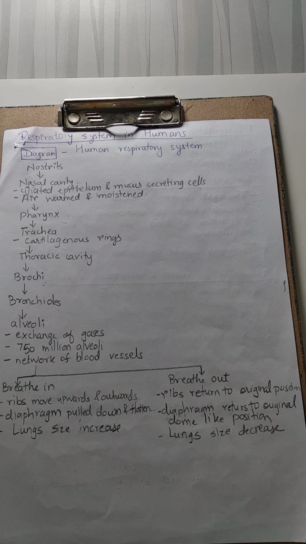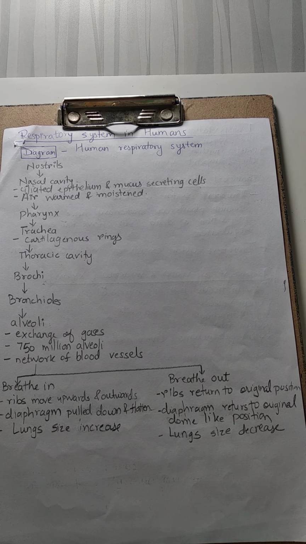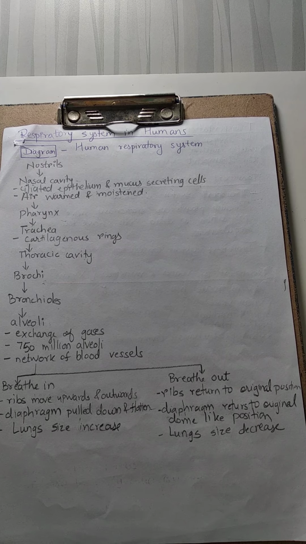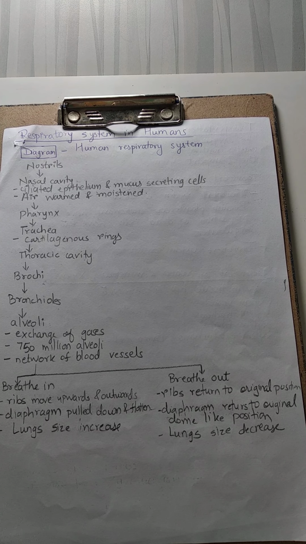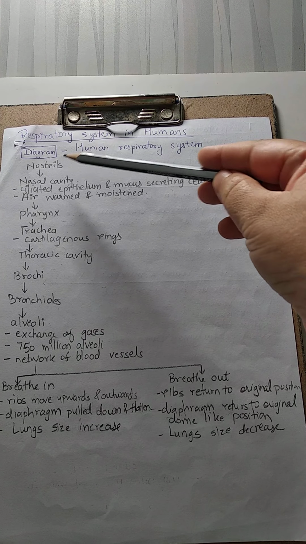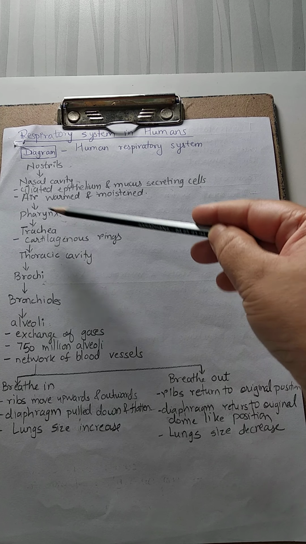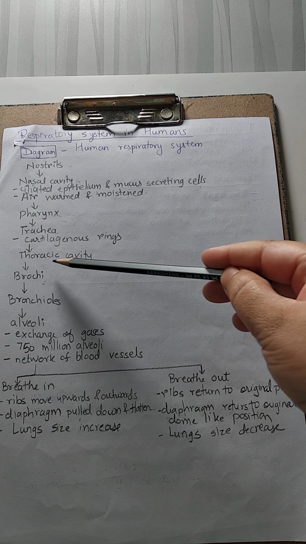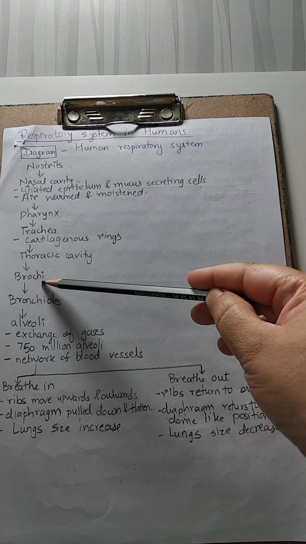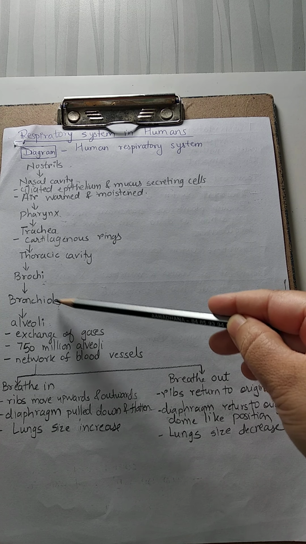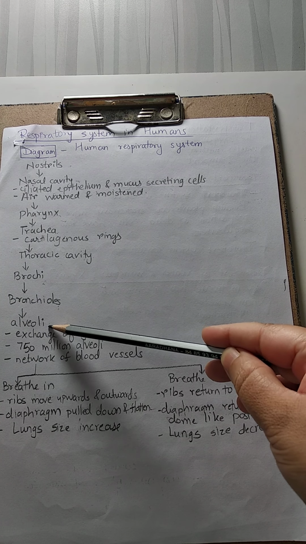This is for class 10. We are continuing with the chapter life processes. Let's see respiratory system in humans in this part. Now the respiratory system in humans consists of the following parts. It starts from nostrils, nasal cavity, pharynx, trachea, thoracic cavity, bronchi, bronchioles and alveoli.